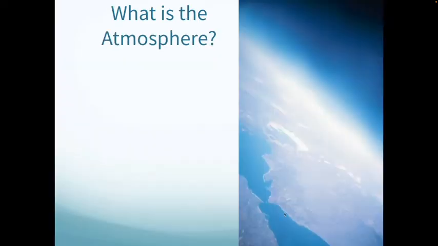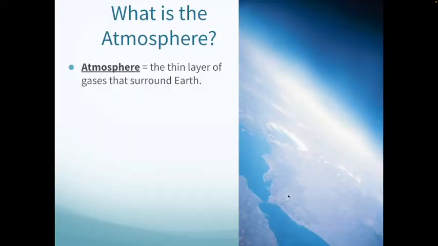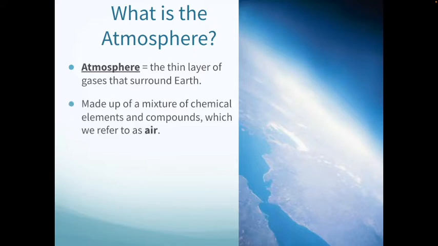Alright, so what is the atmosphere? The atmosphere is simply a thin layer of gases that surround the Earth. They are made up of a mixture of chemicals and compounds, which we refer to as air. That would be the common name, what we call the atmosphere, the air. There's lots of different stuff within it, but simply put, we refer to it as air.